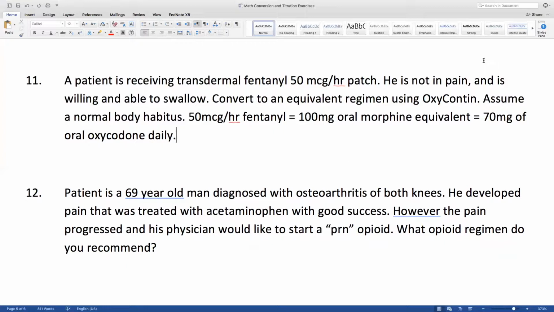Now, what's the magic words? He is not in pain, right? So we are going to reduce for lack of cross tolerance. Reduce 30%. Now where are we at? 70 times 0.7, 50. So our CR oxycodone dose, if it came in this, would be 25 milligrams Q12.